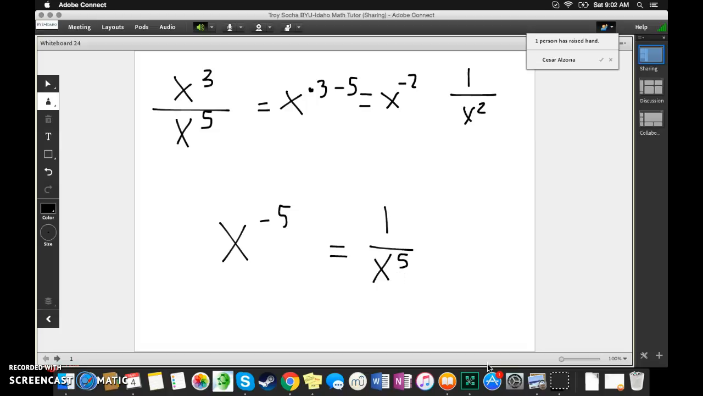So this is the basic laws of exponents part 2. I would encourage you to read over that, watch over that, and watch for another video coming about how to do longer exponents and stuff like that.